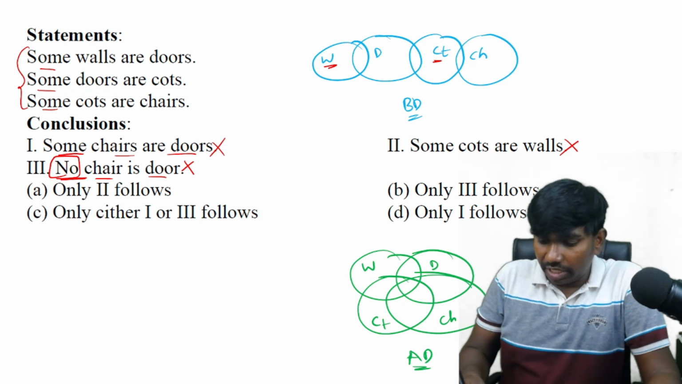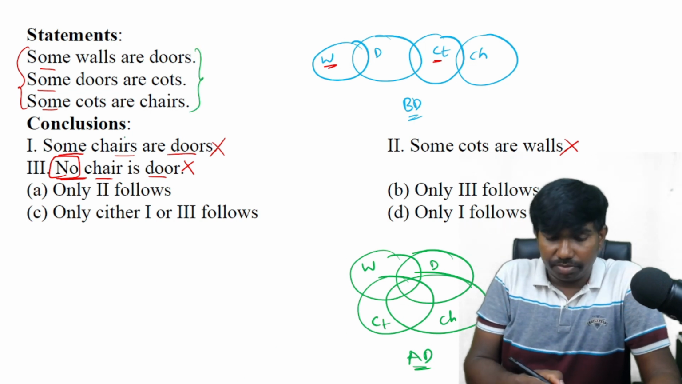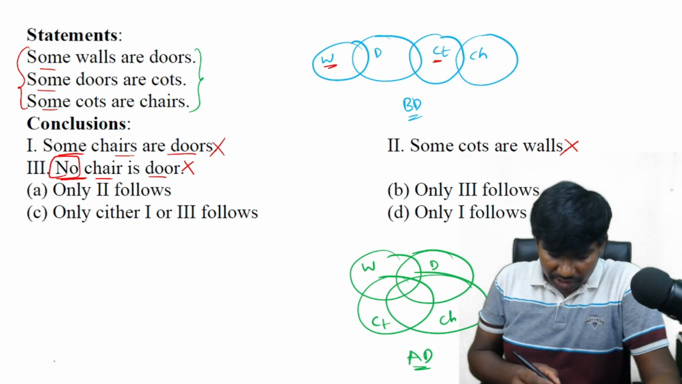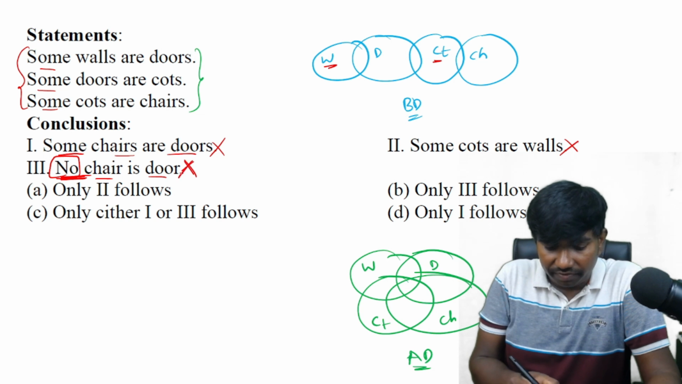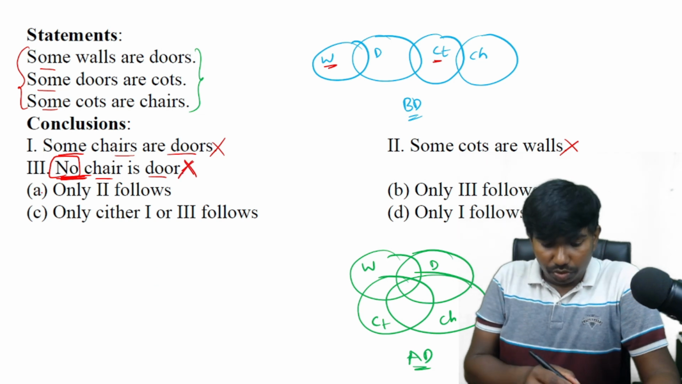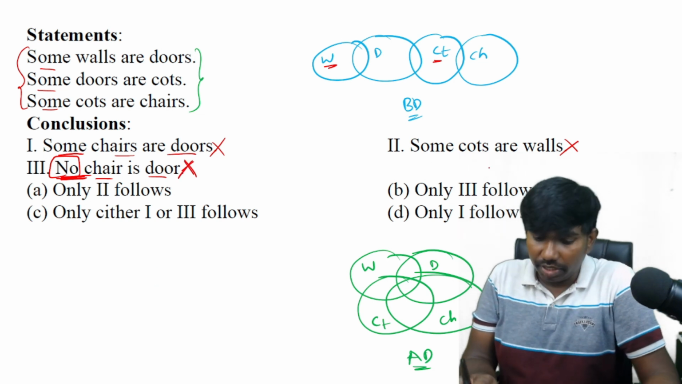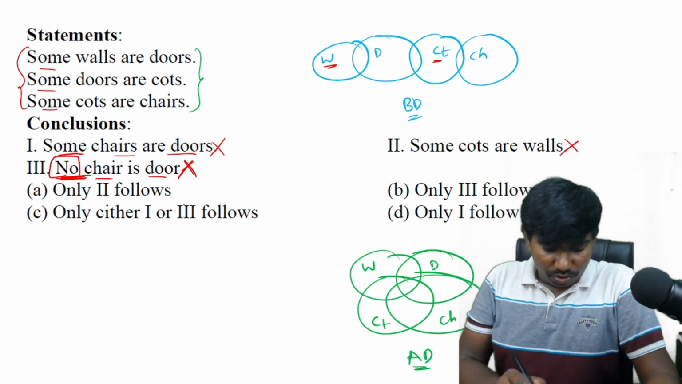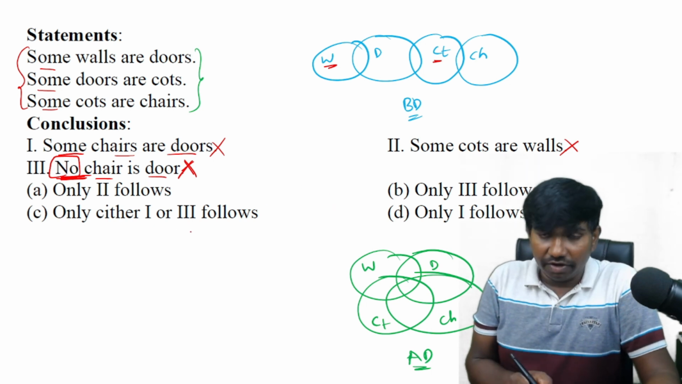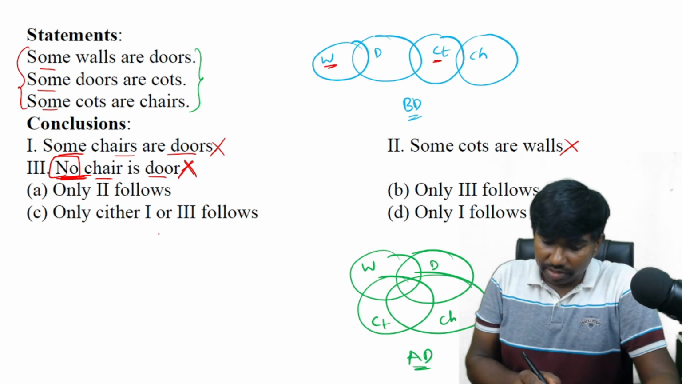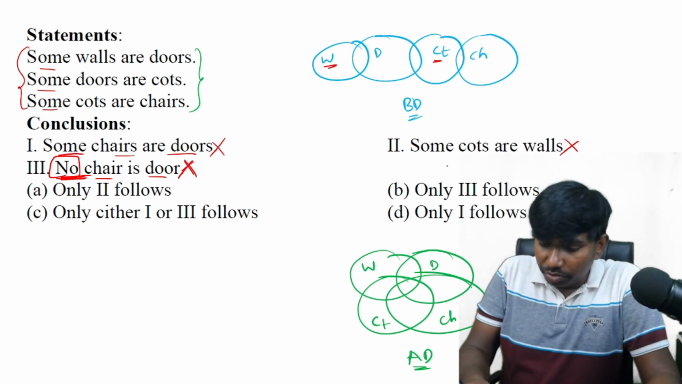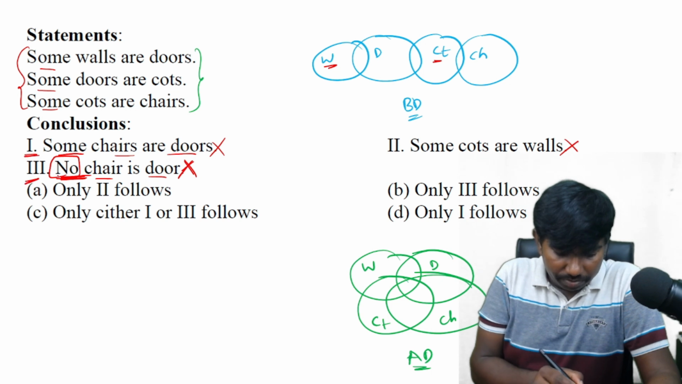Because even if you draw in this way, no statement is disturbed. Without disturbing the statements, we can draw the diagram in any way. So in this possibility, no conclusion is true, right? So the answer for this question is none follows, right? But see, there is no option like none follows. So even if option E is given as none follows, that cannot be the answer, because here is one more additional concept, that is, see conclusion 1 and 3.